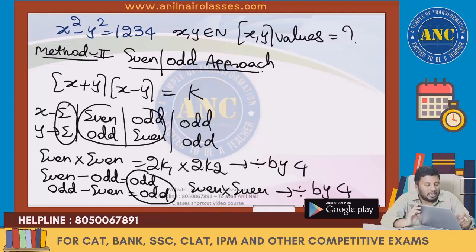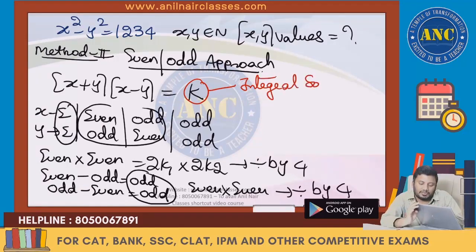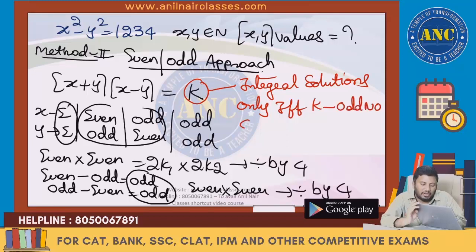That means x square minus y square equivalent to k will have integral solutions only if k is an odd number, or k is a multiple of 4.